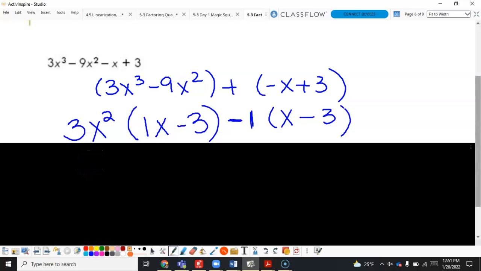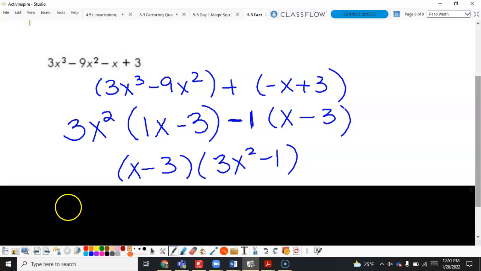3x cubed and 9x squared have a GCF of 3x squared. Negative x and 3 have a GCF of negative 1. Three is not a perfect square, so even though when we factor this out I have 3x squared minus 1, because 3 is not a perfect square, I can't break that down as a difference of squares. If it was 4x squared minus 1, then you could factor it even further using one of the techniques from yesterday.